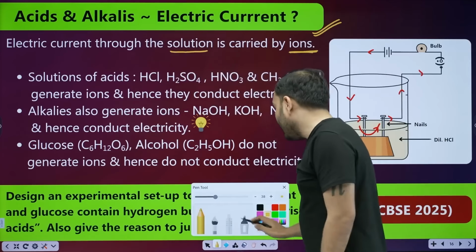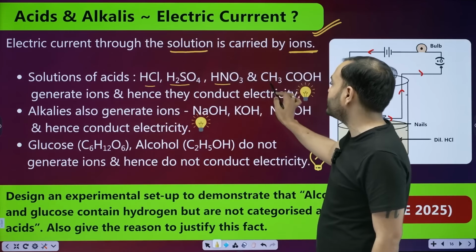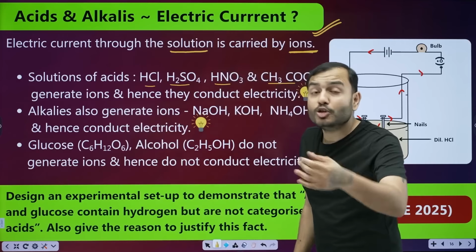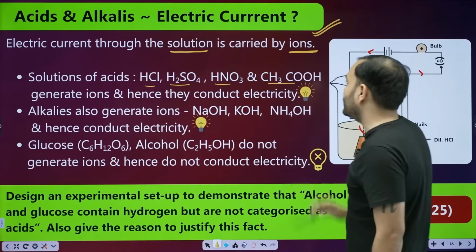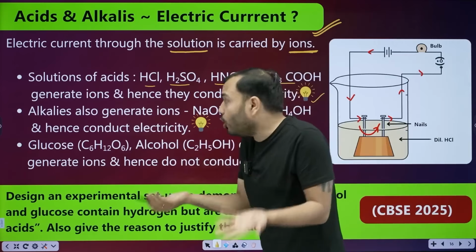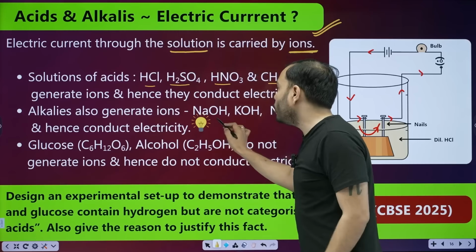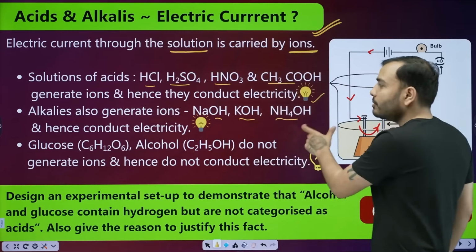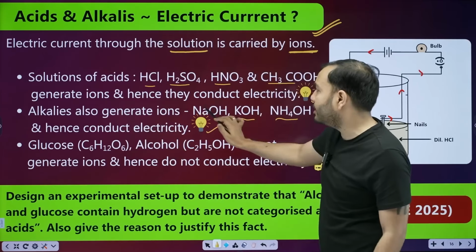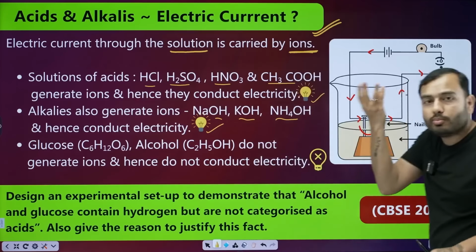Now, listen carefully. Solutions of acids, HCl, H2SO4, HNO3 (nitric acid), CH3COOH (acetic acid), generate ions. These generate H+ ions, Cl- ions, and hence they conduct electricity. Then the bulb will glow. Alkalis also generate ions. Alkalis, water soluble, OH- ions: NaOH, KOH, NH4OH (ammonium hydroxide), and hence conduct electricity. The bulb starts glowing. Na+ and OH-. If ions are generated, then current will flow, and if current flows, the bulb will glow.